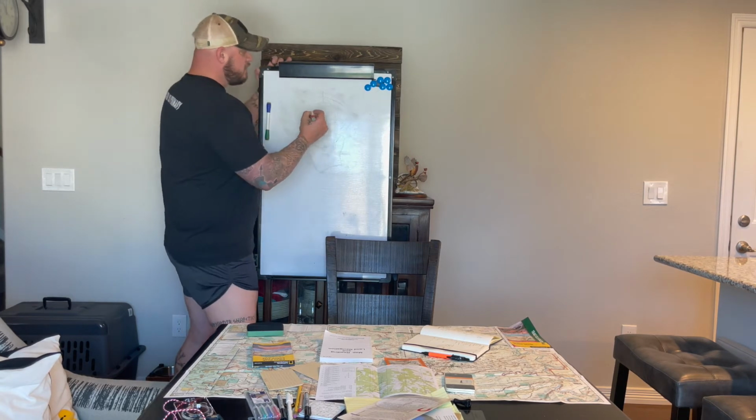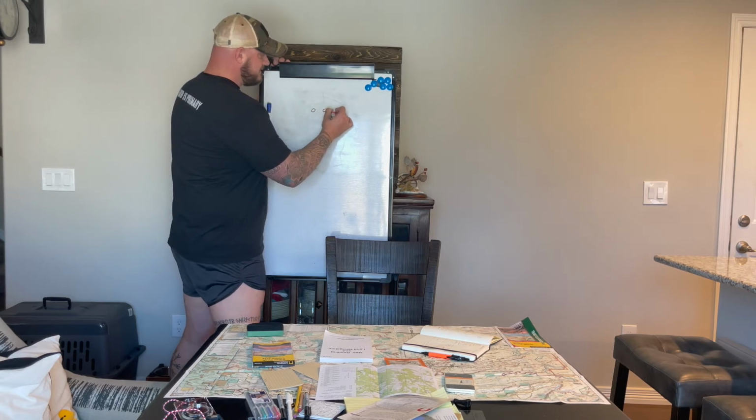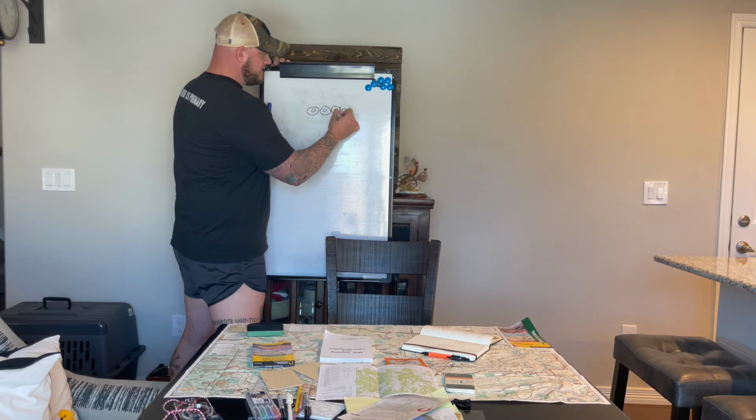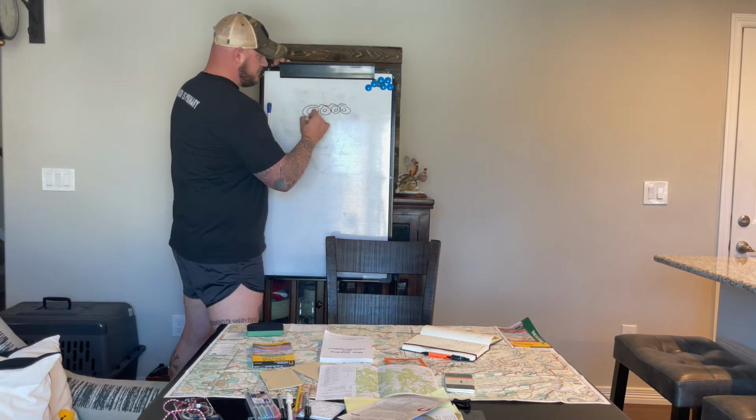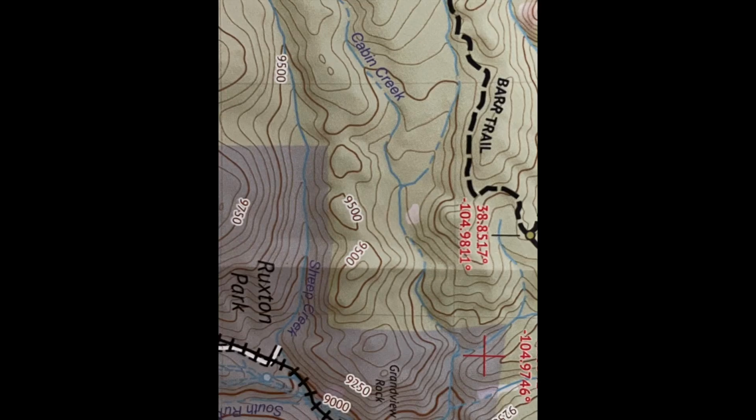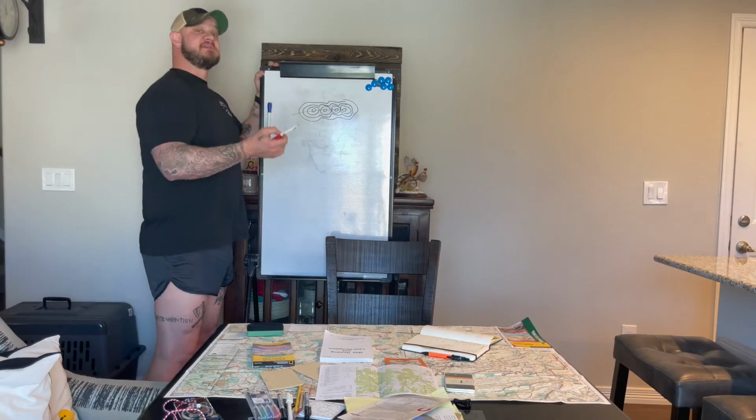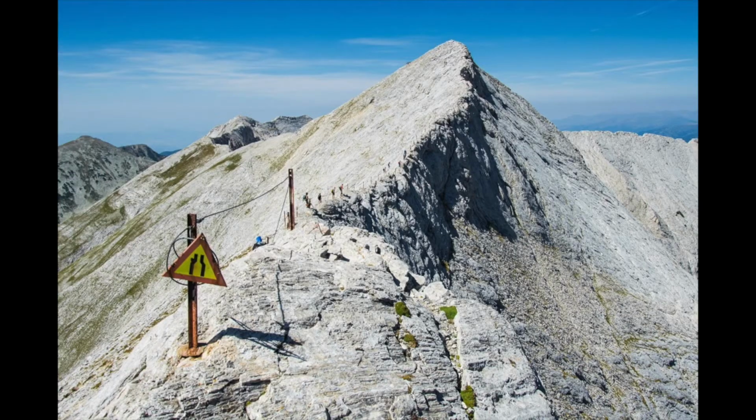Now, what if you have a series of hills together, right? So, what's this called? This is called a ridgeline. It's just a bunch of hills put together, and you're talking about the top of them. Pretty easy.